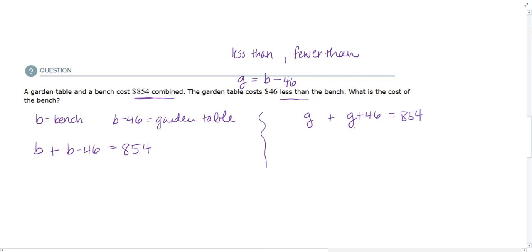And so you could add those together and set it equal to 854. And you'll get the price of the garden table. You'd have an extra step where you'd have to figure out how much the bench is at the end. But you can do it that way. There's usually many ways to do these problems.